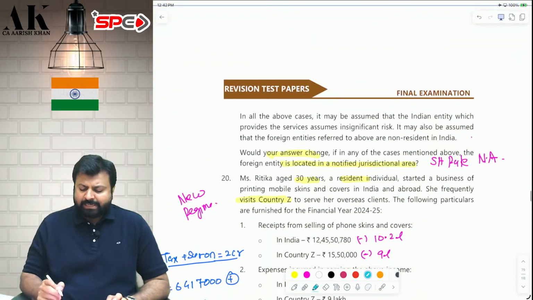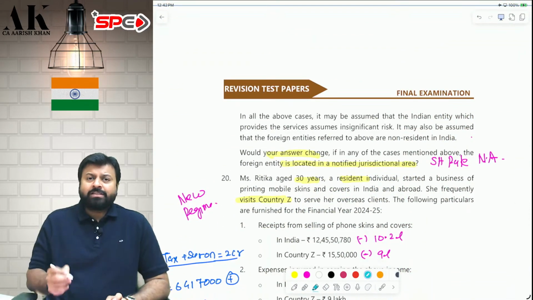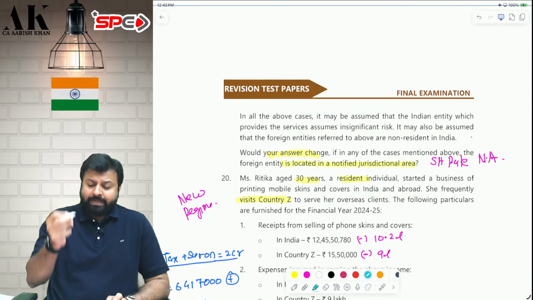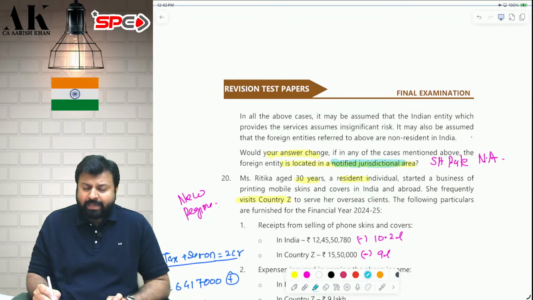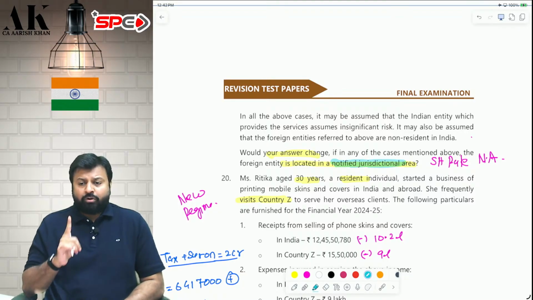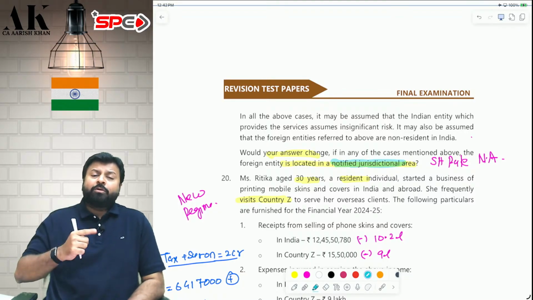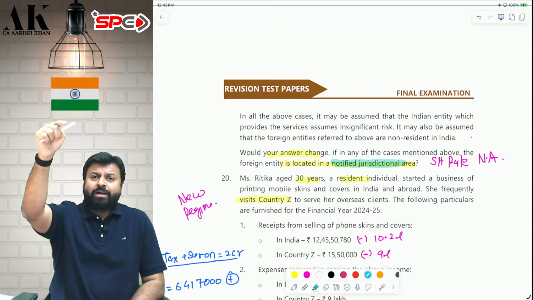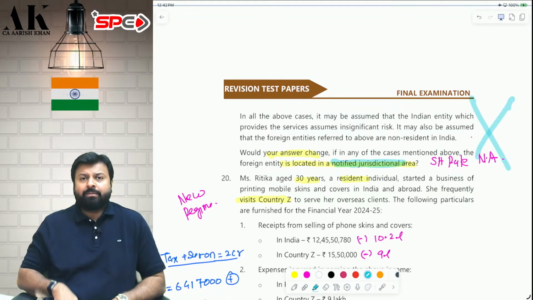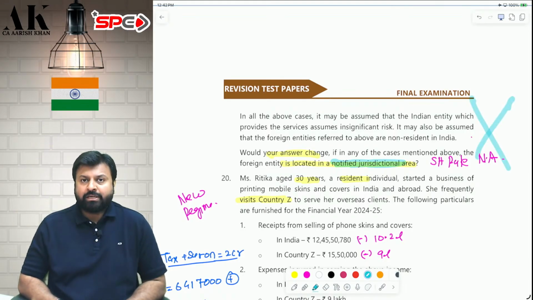Now, one last question which is asked over here. Will your answer change if the services are provided to an entity which is located in a notified jurisdiction area? Yes. I have told you, and this is important also: when you provide services to a person located in NJA, the safe harbor rule is not applicable. Safe harbor rule is not applicable in NJA.